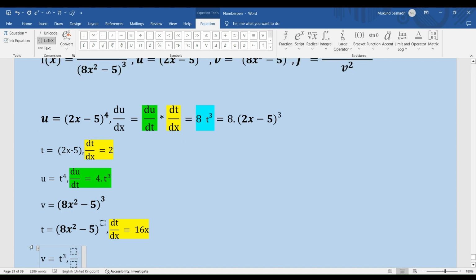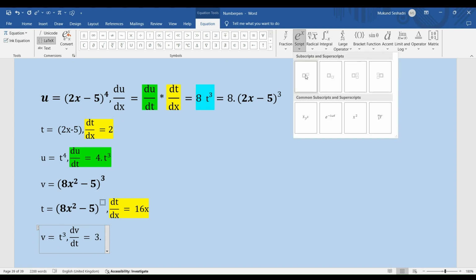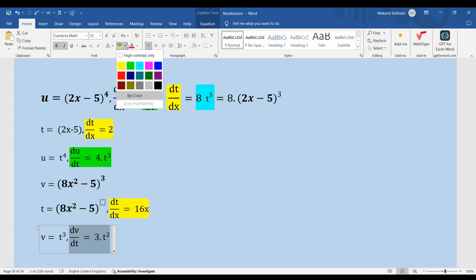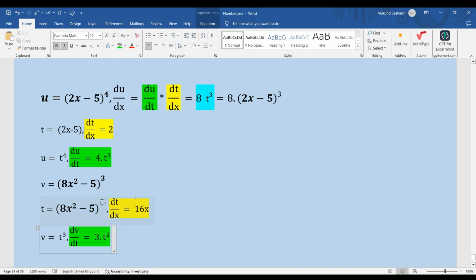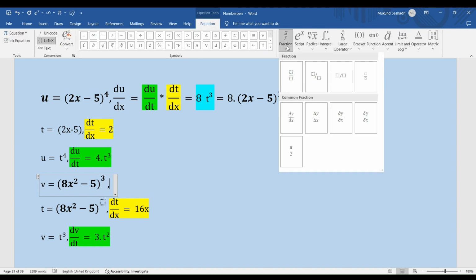My dv by dt is nothing but, again, an application of x to the power n. The derivative of x to the power n equals n into x to the power n minus 1. So dv by dt will be nothing but 3t square. So I have my dv by dt. Let me highlight it in green. And then I have my dt by dx, which is 16x. So I've been asked to find, or I will have to find dv by dx before I jump to my quotient rule, right? So what is my dv by dx, right?